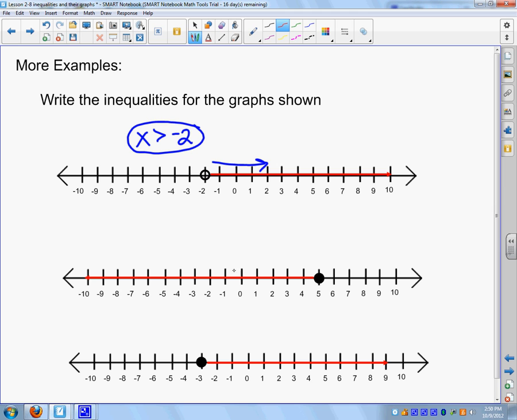I always start with my x. I have a 5. So x is less than or equal to 5 because I have an extra line, which is extra fill. And then lastly, I have -3. So I start with my x out front, and then my sign is greater than or equal to, because it's greater than because it's shaded in that direction, and it has extra fill, so I have an extra line, and then -3.